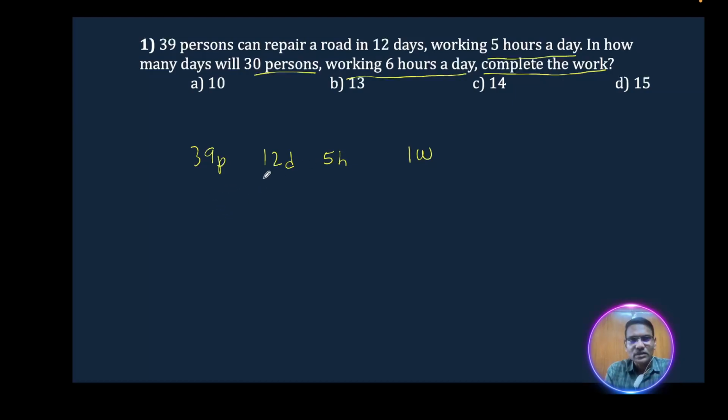Now, only 30 persons are available, working 6 hours per day, on the same unit of work. The question is how many days are required; I take some x days. So after writing the given information in this particular order, that means work, persons, hours, days, after taking that information into two rows, do one thing: consider all these three as one unit.